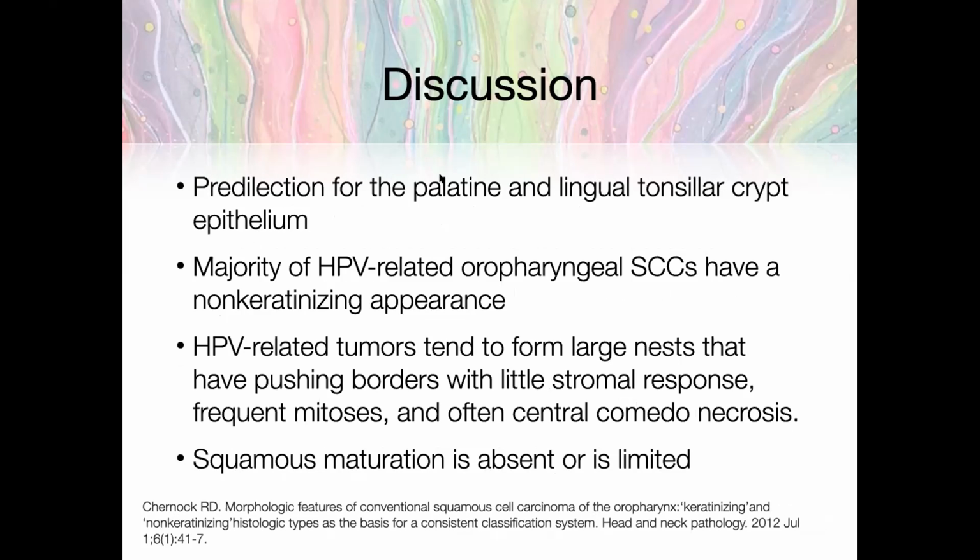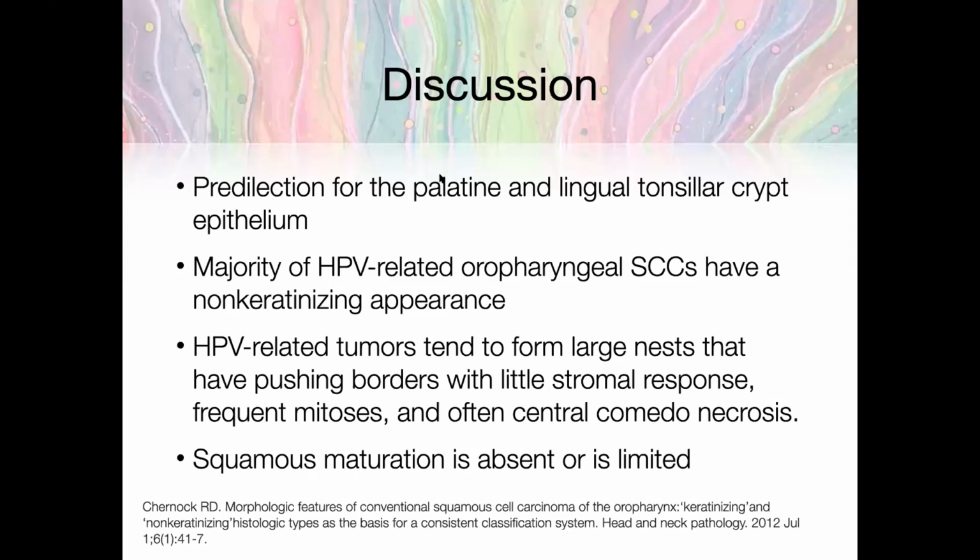HPV-related oropharyngeal squamous cell carcinomas have the predilection for the palatine and lingual tonsillar crypt epithelium, similar to our case where the primary malignancy arises deep within the tonsillar crypts without any gross mass. Normal tonsillar crypt epithelium shows less squamous maturation than surface squamous mucosa and is often infiltrated by lymphocytes. HPV-related oropharyngeal squamous cell carcinomas have a non-keratinizing appearance, while HPV-unrelated tumors are typically keratinizing.